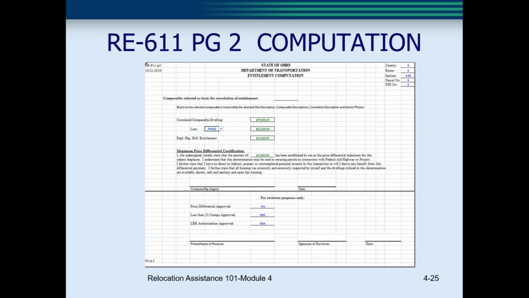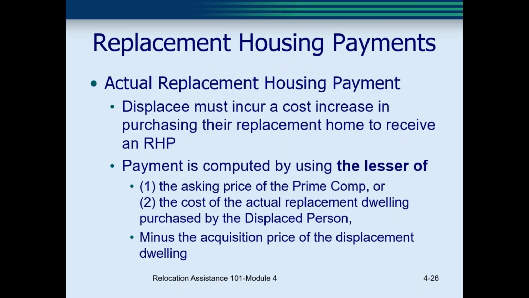The bottom of this form is completed by the relocation reviewer, and you will note that the reviewer must check each category that applies to the housing payment to confirm approval of: one, that you did the math correctly on the price differential payment; two, if you requested and if he approved use of less than 3 comps; and three, if you requested and if it was approved for this to fall under the provisions of last resort housing.